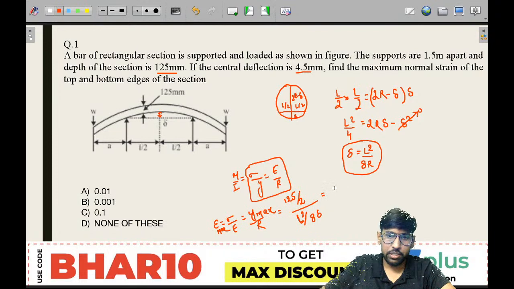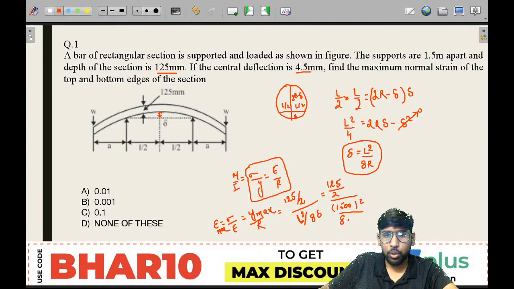Yes, give me the value of this. Make sure this is in mm. So the bottom also should be in mm. Yes, this is 125 by 2. The length you need to put in mm. So that is 1.5 meter apart. That is 1500 mm whole square, divided by 8 into delta. Delta is 4.5.